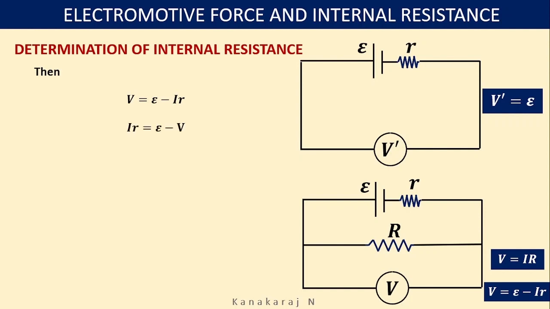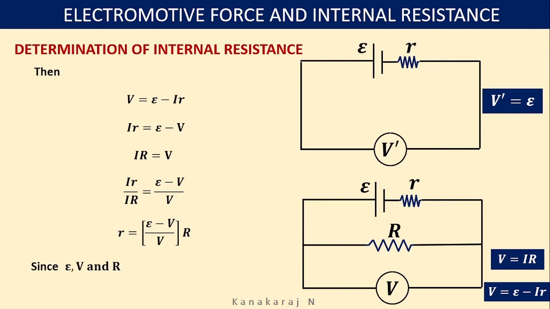Let us write Ir equals epsilon minus V. We have the previous equation V equals IR. Let us change the left hand side and right hand side, so we can say IR equals V. Divide one equation by the other, we get I small r divided by I capital R equals (epsilon minus V) by V. From here, we can get the internal resistance. An equation for internal resistance: r equals (epsilon minus V) by V, multiplied by R. Since epsilon, V and R are known, internal resistance r can be determined.